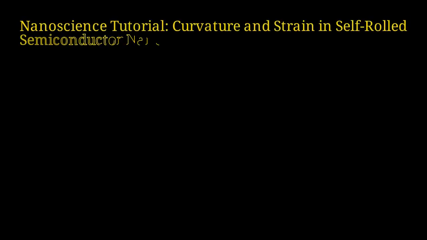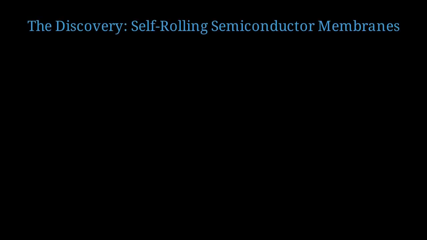Welcome to this nanoscience tutorial on curvature and strain in self-rolled semiconductor nanotubes. Today we will analyze experimental data from the groundbreaking work of Victor Prinz and colleagues on self-rolled InGaAs and GaAs nanotubes. In the late 1990s, Victor Prinz and his team at the Institute of Semiconductor Physics in Novosibirsk discovered something remarkable. When they released ultra-thin bilayers of InGaAs and GaAs from their substrate, these membranes spontaneously rolled up into tubular structures with diameters in the nanometer range.